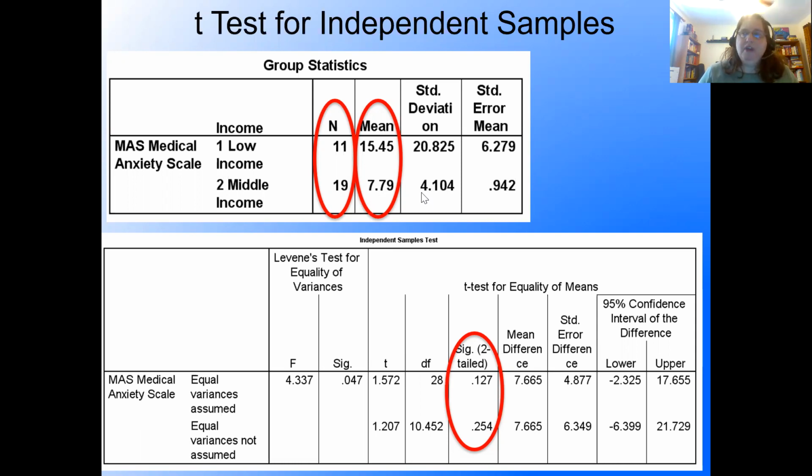And then once again, remember, always with a one-tailed test, pay attention to the direction. In this case, we can see that the mean for low income is higher than the mean for middle income. So we've got to keep that in mind. If we claim that the persons with low income will have higher medical anxiety on the medical anxiety scale than those of middle income, great. But if we claim it the other way around, that middle's higher than low, not so great. We're never going to reject the null then. Okay.